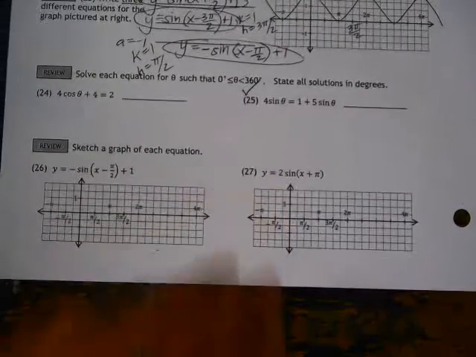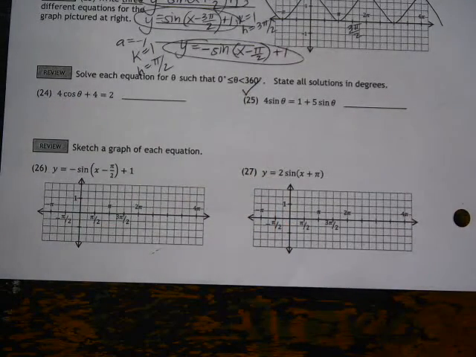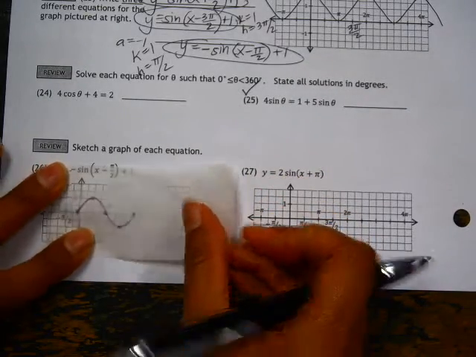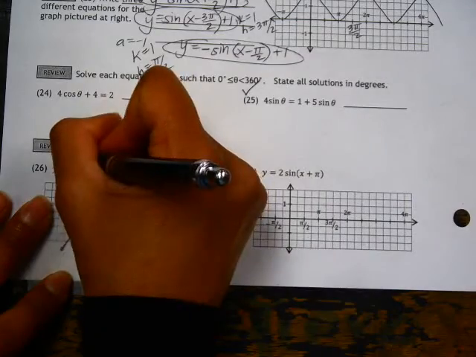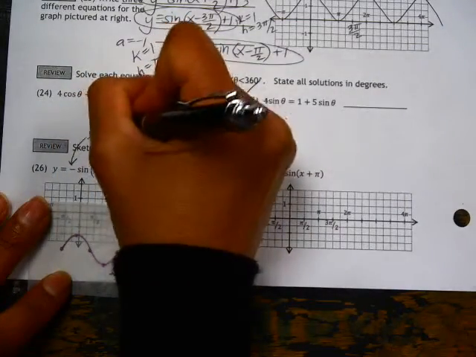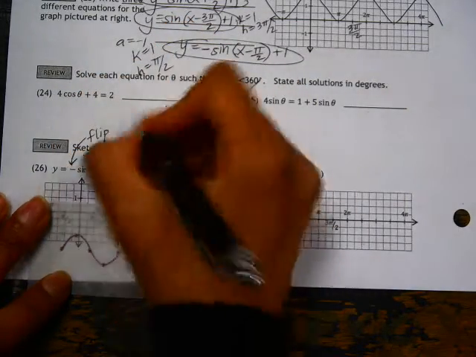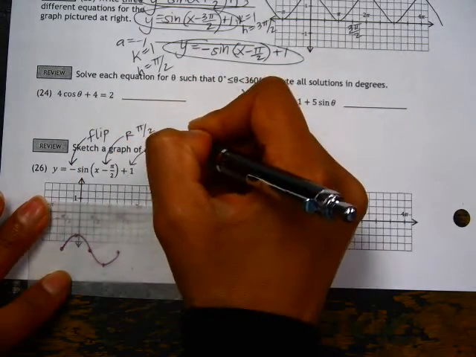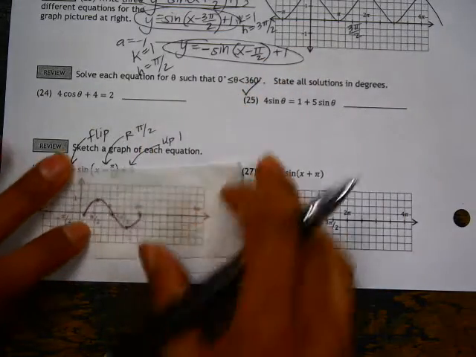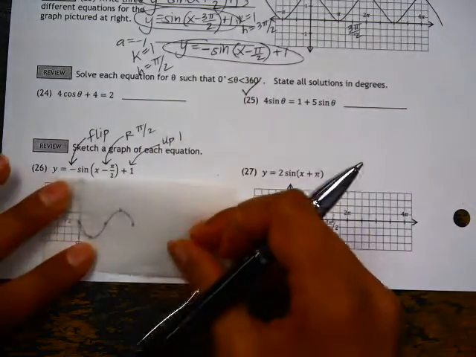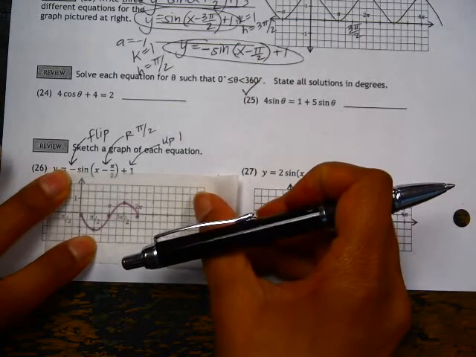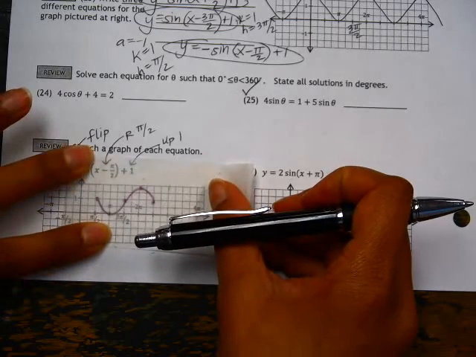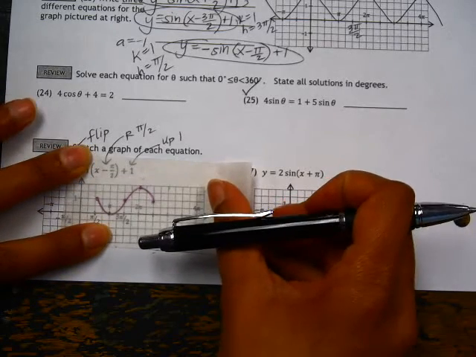Now in 26 and 27, you're given an equation and you're asked to sketch the graph. So I'm going to again start with y equals sine x and move the graph accordingly. So in this case, the negative flips the graph. The minus pi over 2 shifts the graph right by pi over 2, and the plus 1 moves the graph up by 1 unit. So let's flip the graph upside down, move the graph right by pi over 2, and then up by 1 unit. So that is the resulting graph.